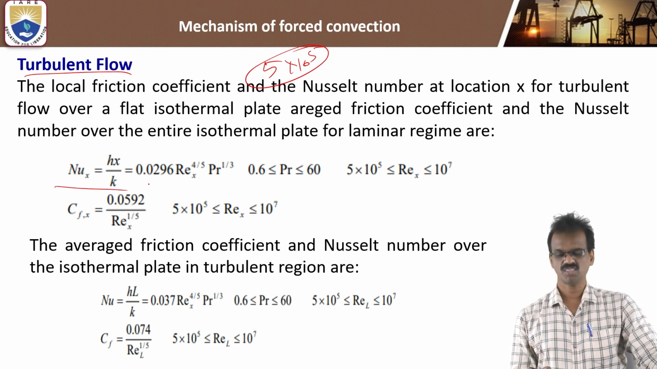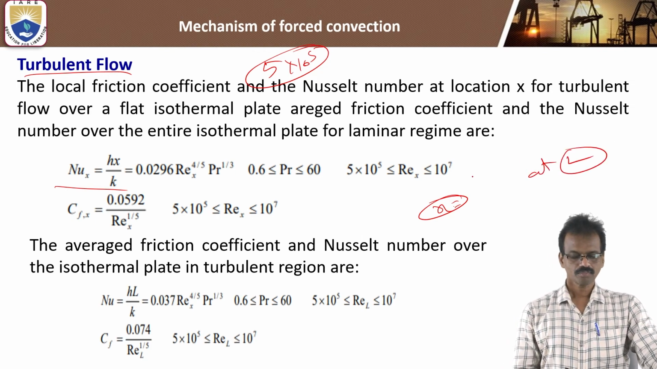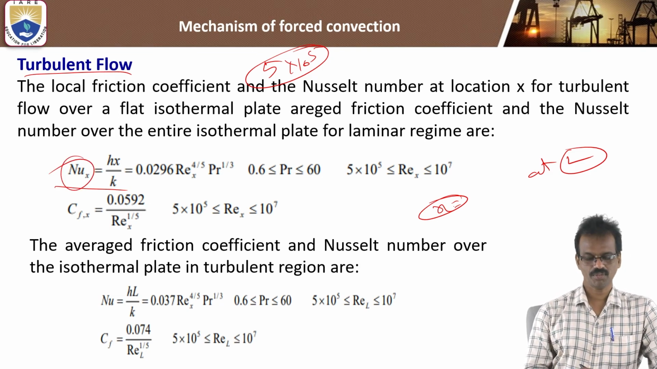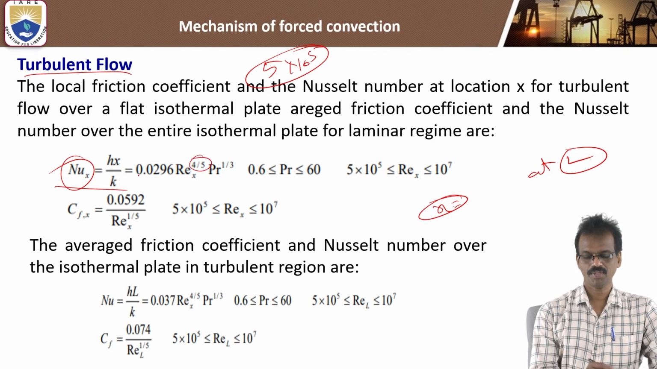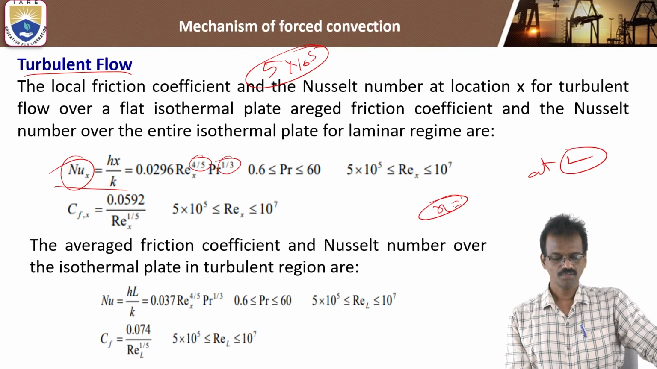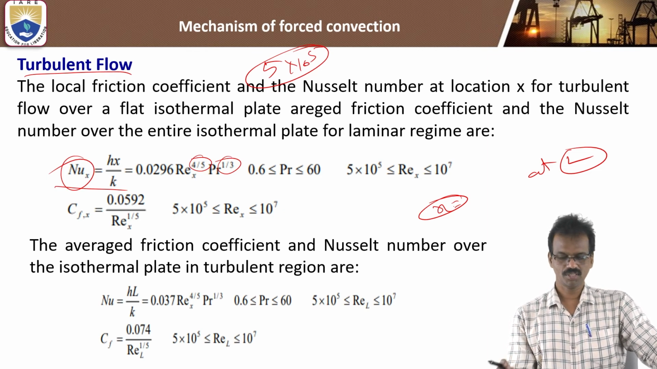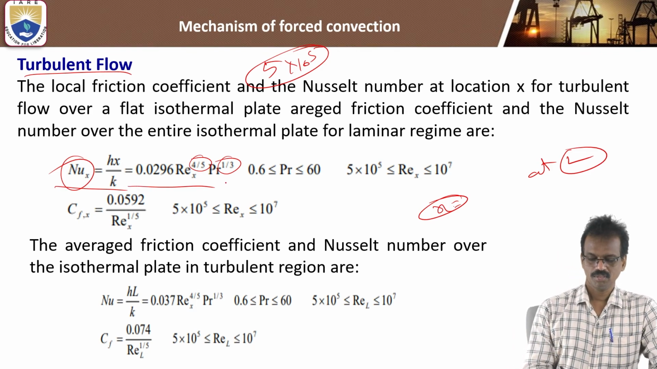Here also there are two conditions. One is at x value, and the other at L value. Okay. So Nusselt with respect to some x distance, h_x by k, is equal to 0.0296 into Re to the power of 4 by 5 Pr to the power of 1 by 5. So these equations came from solving the momentum and energy equations, those values already explained in the previous one. So you have to remember this one.